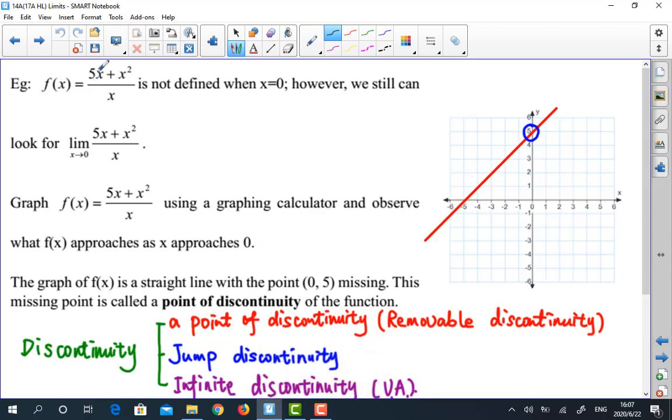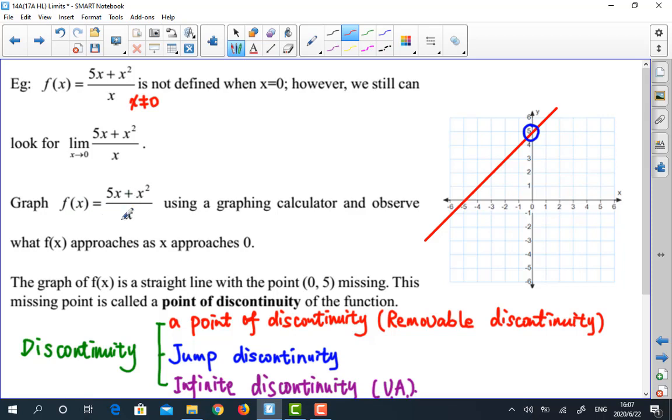f of x is equal to 5x plus x squared over x. This is a rational function. Hope that you guys all know that. This function is not defined when x equals 0. So if you want this function defined, x cannot be 0 because the denominator cannot be 0. However, we still can look for its limit of y when x is approaching 0. Even though x cannot be equal to 0, I still can examine the behavior around x equals 0.